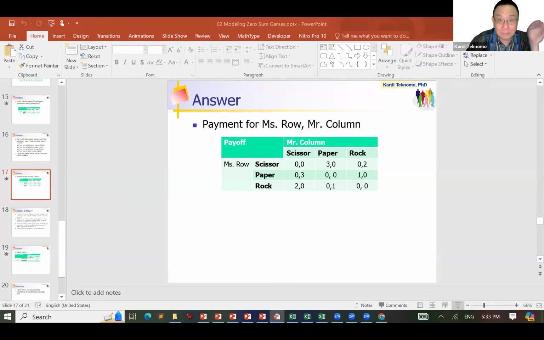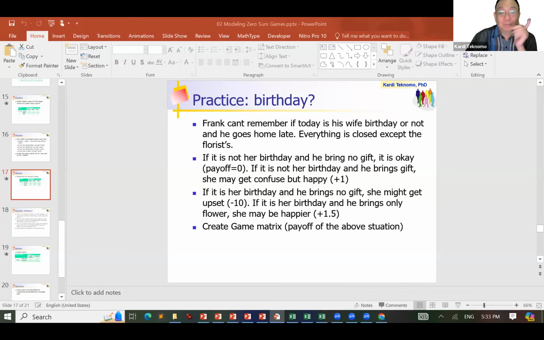So this is what Chopin was showing a while ago. Now let's make a story. You can read. Frank is very old, so he cannot remember whether today is the birthday of his wife or not. And he goes home late, so everything is closed except for the florist. If it is not her birthday and he brings no gift, it is okay.